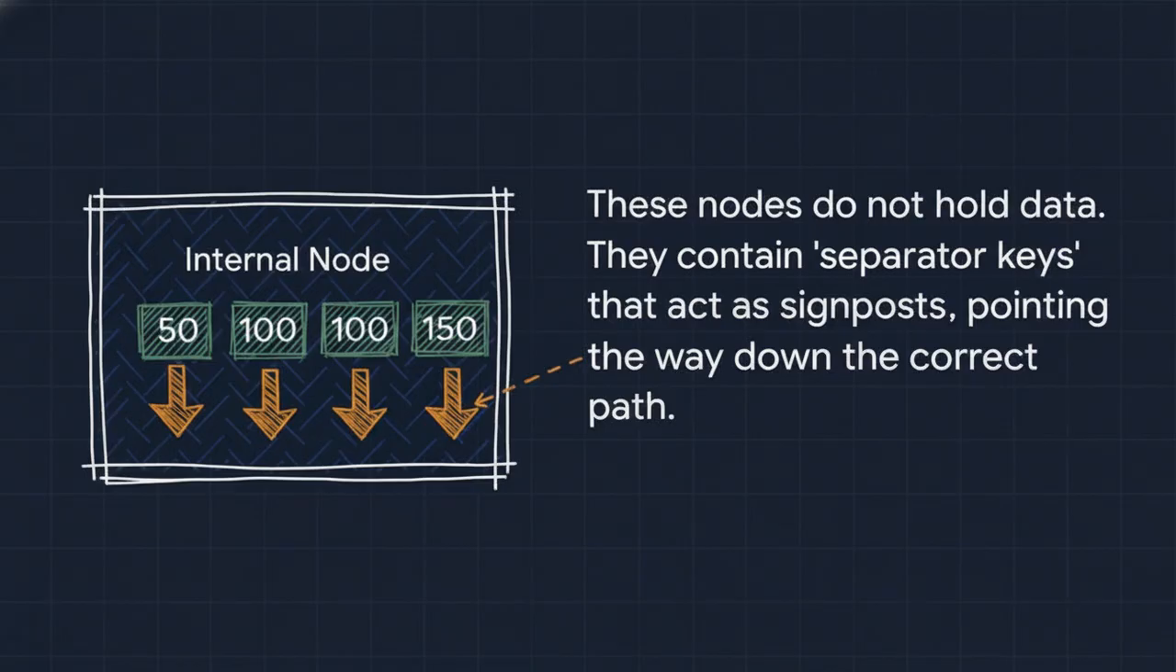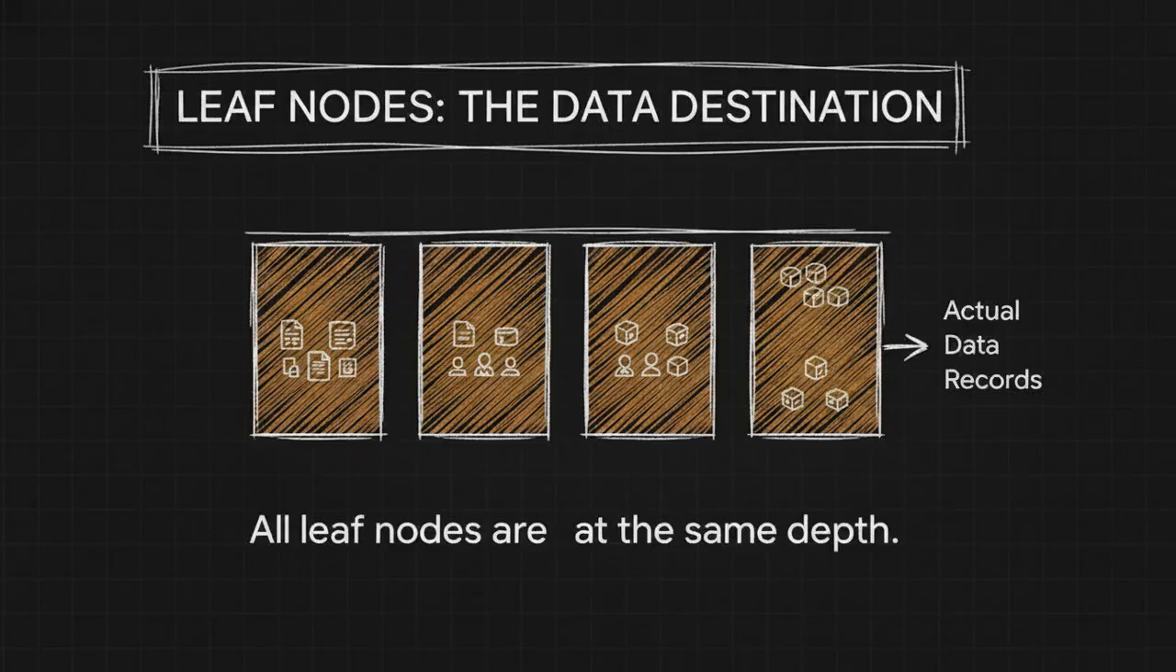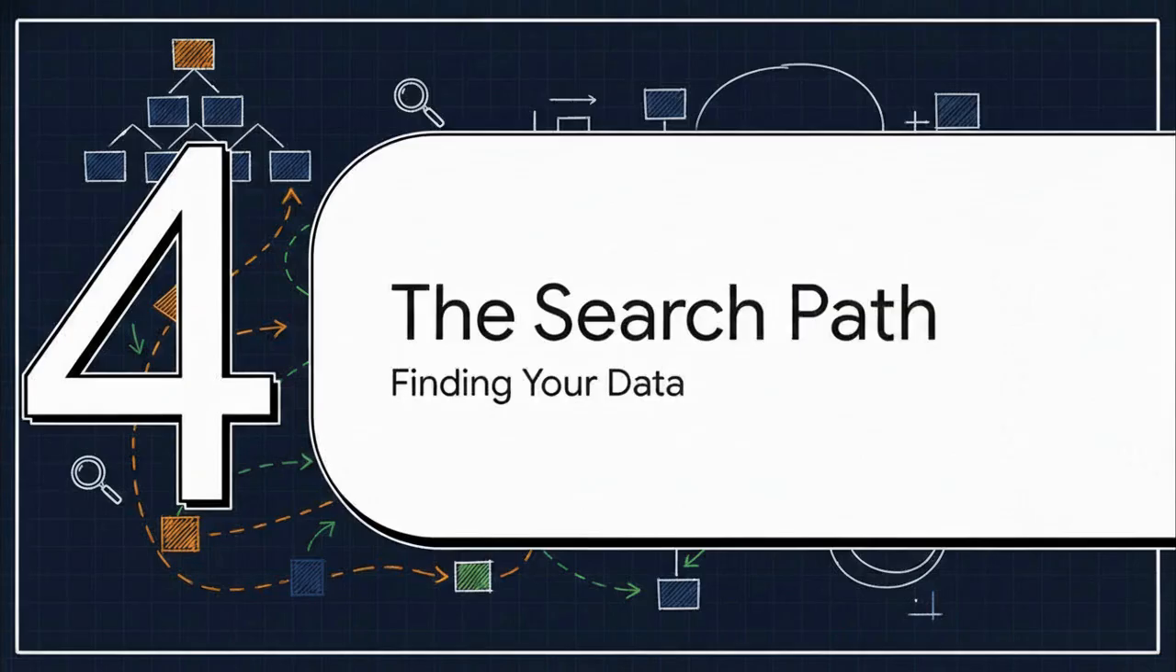You look at your search key, you compare it to the signposts, and they tell you which road to take to get to the next level down. So you follow these signposts down through the tree, and eventually you get to your destination, a leaf node. This is where the treasure is. The leaf nodes are the only place where the actual data records are stored. And importantly, all the leaf nodes are at the same exact level, which keeps the whole tree perfectly balanced.